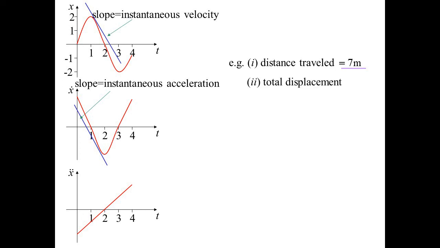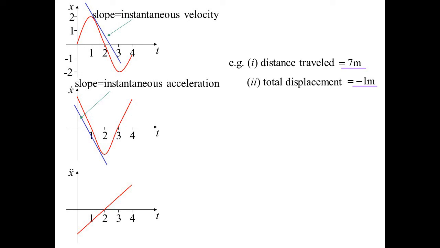Total displacement, well, I started at 0, I ended at -1, so it's -1. If I was to use the velocity graph, it would be the integral all the way from 0 to 4 in one hit. So distance is like when we find the area. So work out what's above and what's below.